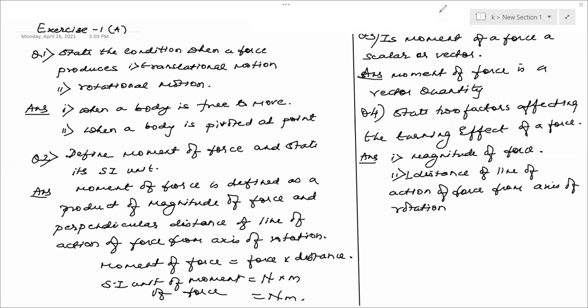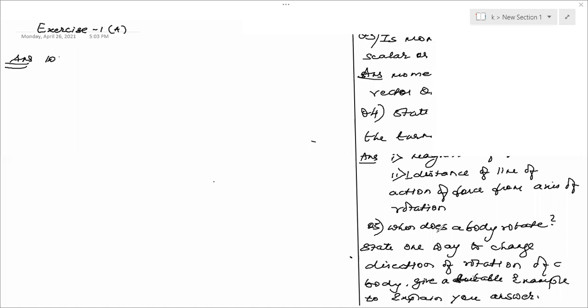Now we go to question number 5. When does a body rotate? State one way to change the direction of rotation of a body. Then give a suitable example to explain your answer. Got it? When you see a question, you understand it properly, children.